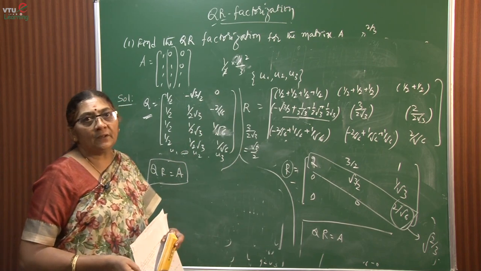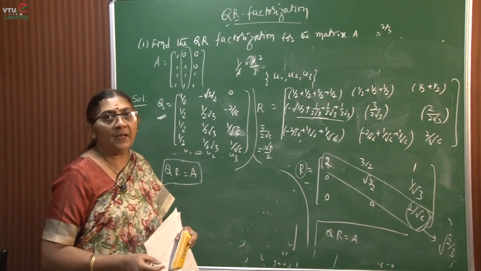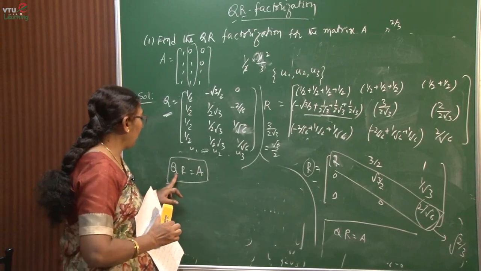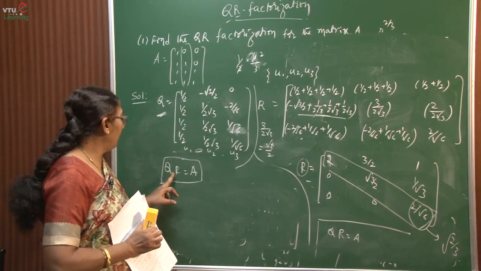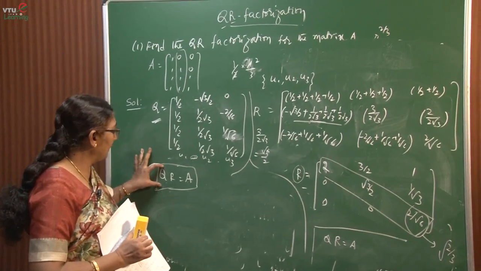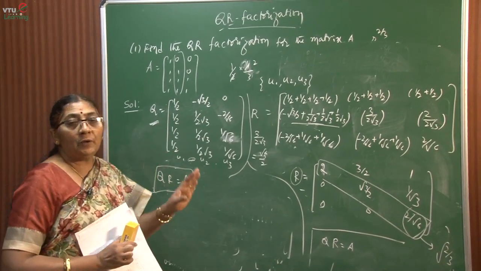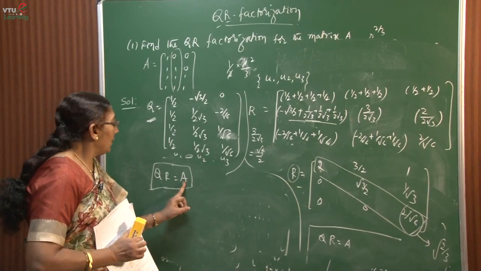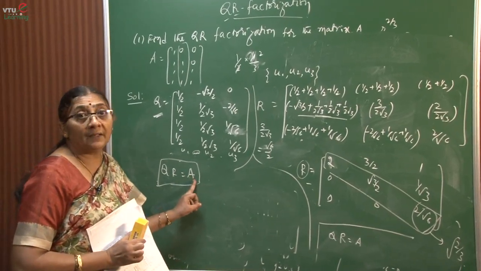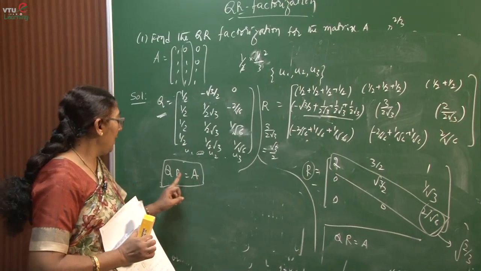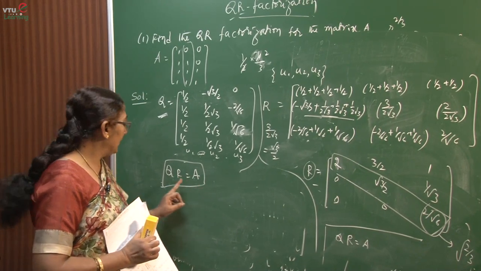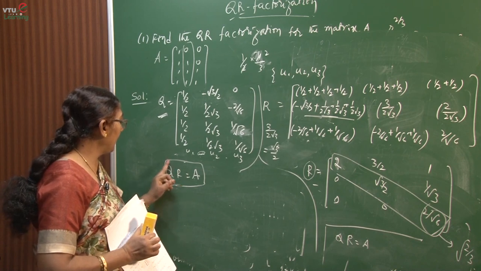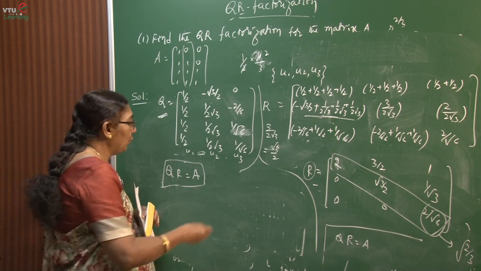Then this method is called the QR factorization method. This is a way to convert A into a product of Q and R, where Q is a matrix. Each column of the Q matrix is nothing but the orthonormal basis vectors of the columns from the given matrix A. And R is an upper triangular matrix with diagonal entries positive. How do I have to find it out?